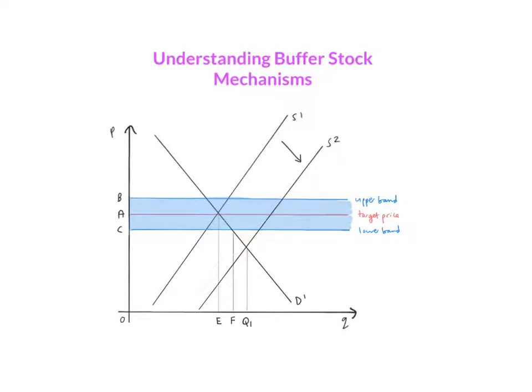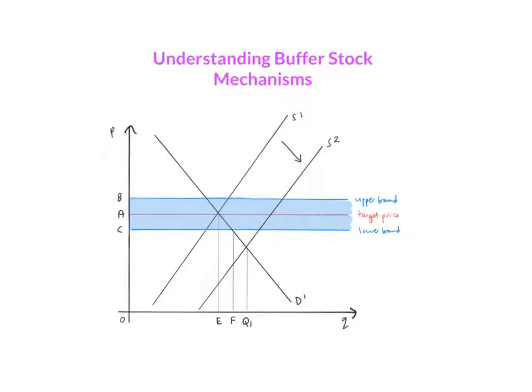This short video is going to give you an introduction to buffer stock mechanisms. This is a particular kind of government intervention, which is similar to a maximum and minimum price all in one. However, the big difference here is that the government has its own stock of the particular product that it's trying to change the price of, and it buys or sells that product in order to keep the price within a particular target band.